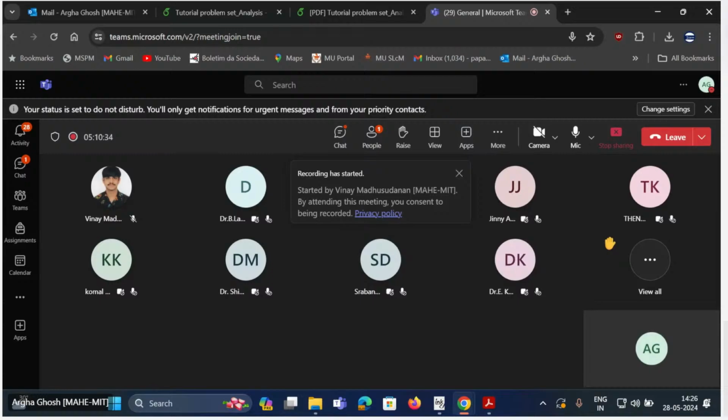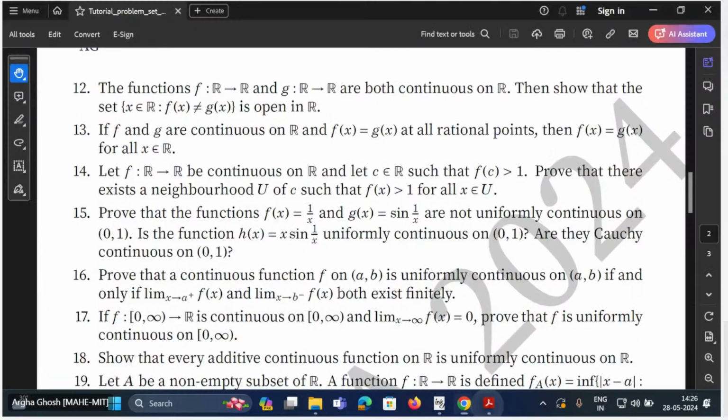Okay, let's continue. We have already solved some part of question number 15, where f of x is 1 by x and g of x is sin 1 by x. You have to consider a suitable sequence and prove that that sequence is a Cauchy sequence, but f of xn or g of xn are not Cauchy sequences. Is the function h of x equals x sin 1 by x uniformly continuous on (0, 1)? Is it Cauchy continuous on (0, 1)?